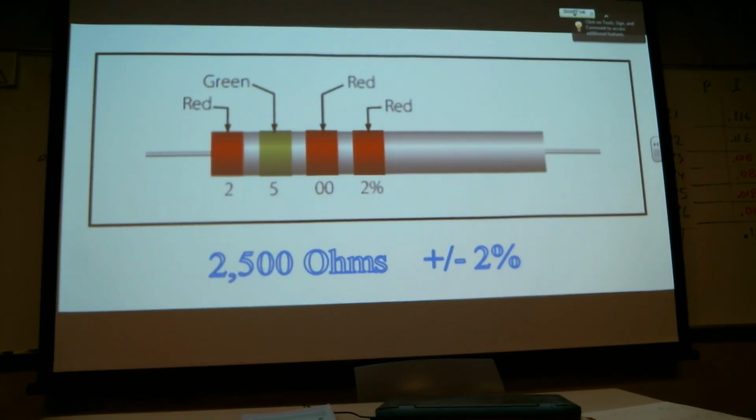So in that example, it's red, green, red, red. Red is 2, green is 5. So we still have the multiplier, the third band being 2, which is 2 zeros. And in that instance, it's not gold or silver, but red, so we're going to call that 2%.